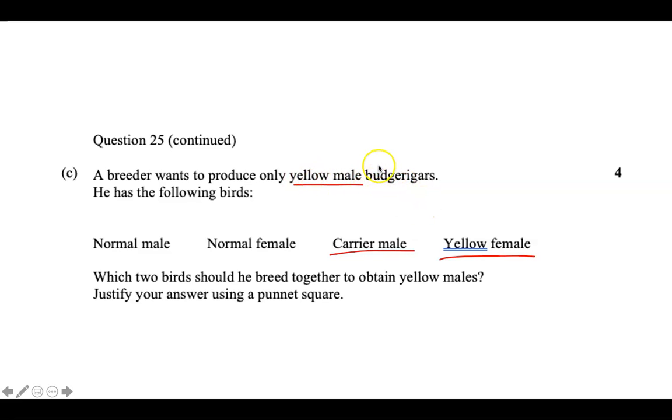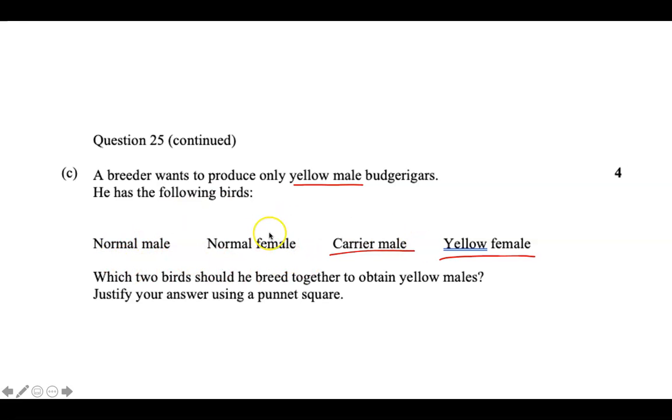Males are ZZ, but to have a yellow male, they've got to be recessive y. So Z little y, Z little y. So the yellow female is going to be Z little y W, and the carrier male is going to be Z big Y, Z little y.